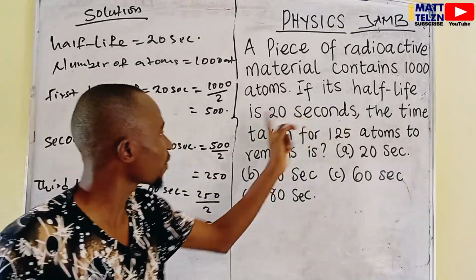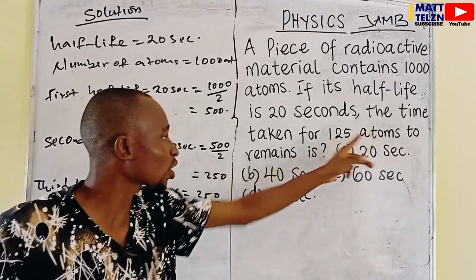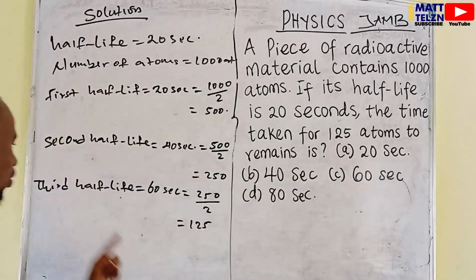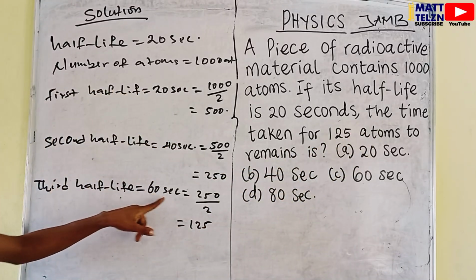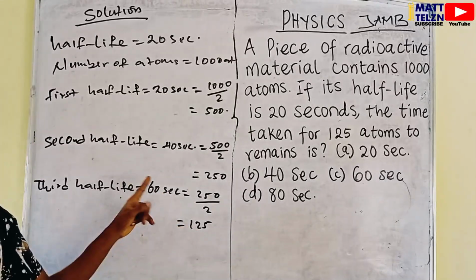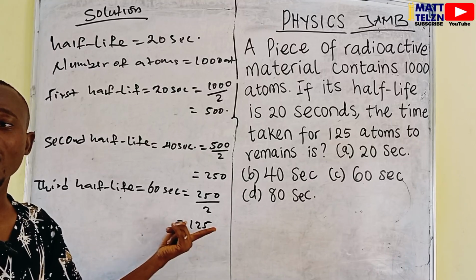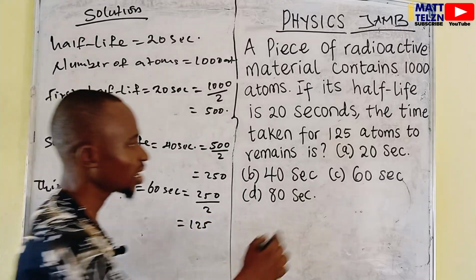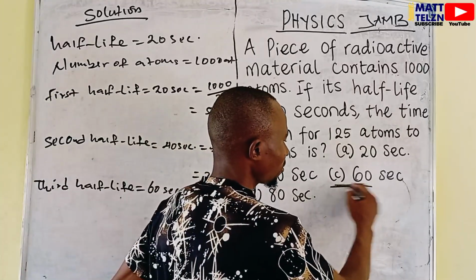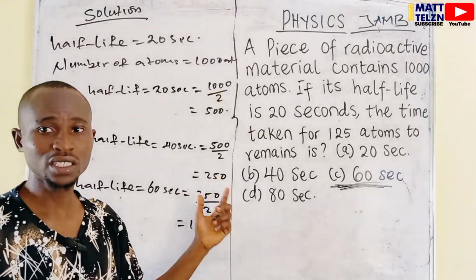They said if its half-life is 20 seconds, the time taken for 125 atoms to remain is, now you see, it takes 60 seconds for 125 atoms to remain. So you see, our option is C. So C is the correct answer.